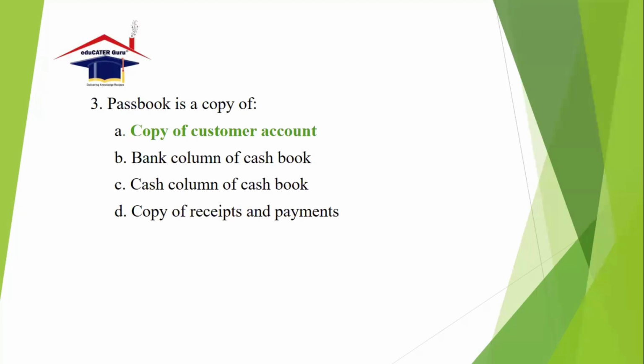How? Let us see. Usually banks will have many accounts and ledgers. Passbook is a book where the bank records the banking transactions made by the customer with the bank. And the transactions made by the customer are usually recorded in the bank column of his cash book, which is in turn recorded by the bank in the passbook. Hence, the bank column of the cash book must always match and tally with the passbook entries. Therefore, the answer for this question is option A, copy of customer account.